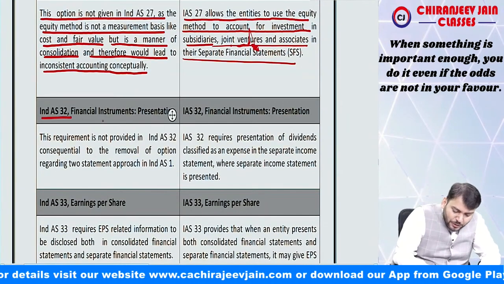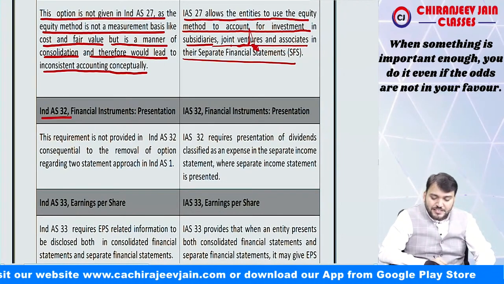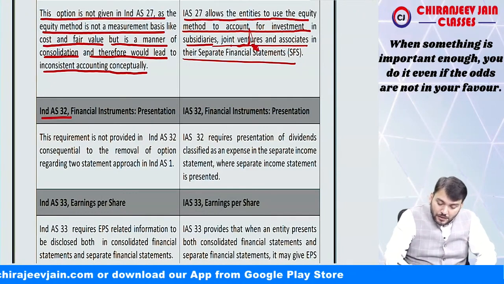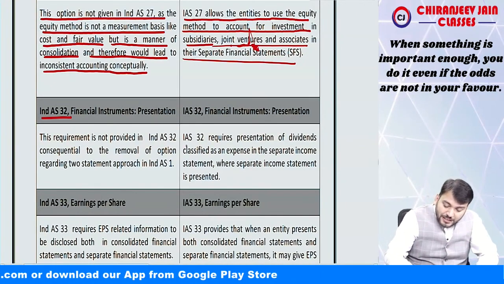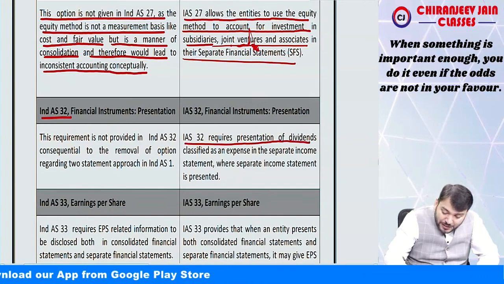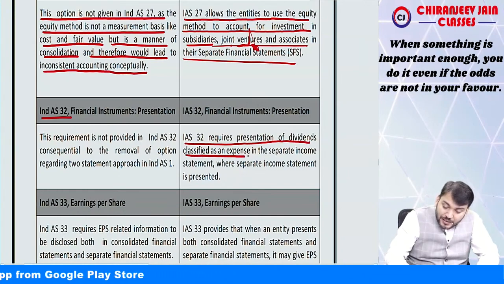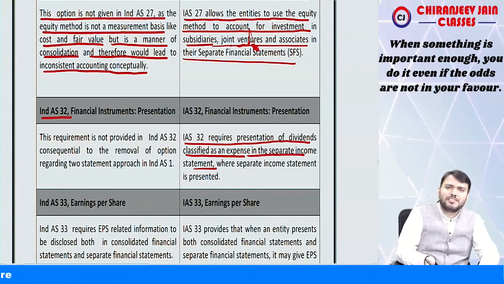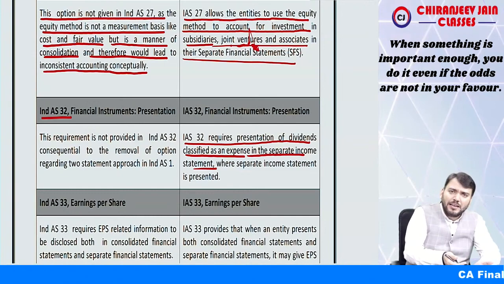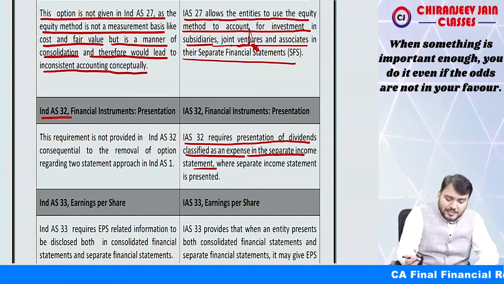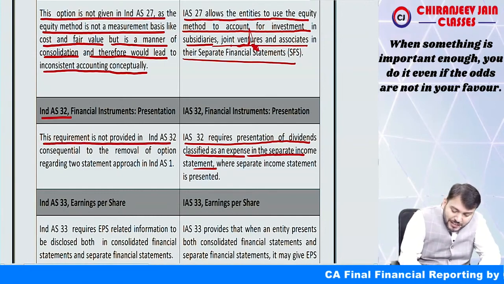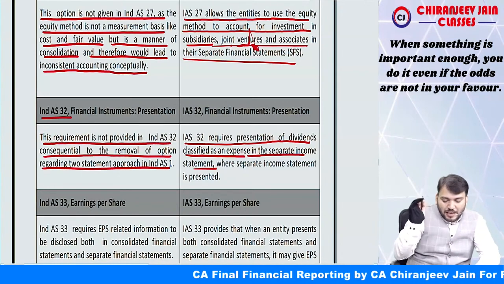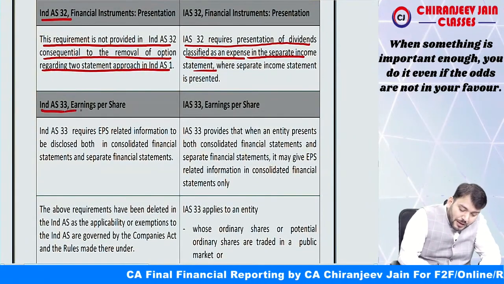Then coming to Ind AS 32, financial instrument presentation, so they have given once again an option. What they said, IAS 32 requires presentation of dividend classified as an expense in the separate income statement where separate income statement is required, but this option has already been removed by Ind AS 1, so this para has been deleted. So this requirement is not provided in Ind AS 32, consequential to the removal of option regarding two statement approach in Ind AS 1. I hope you have understood. Correct. Coming to Ind AS 33.